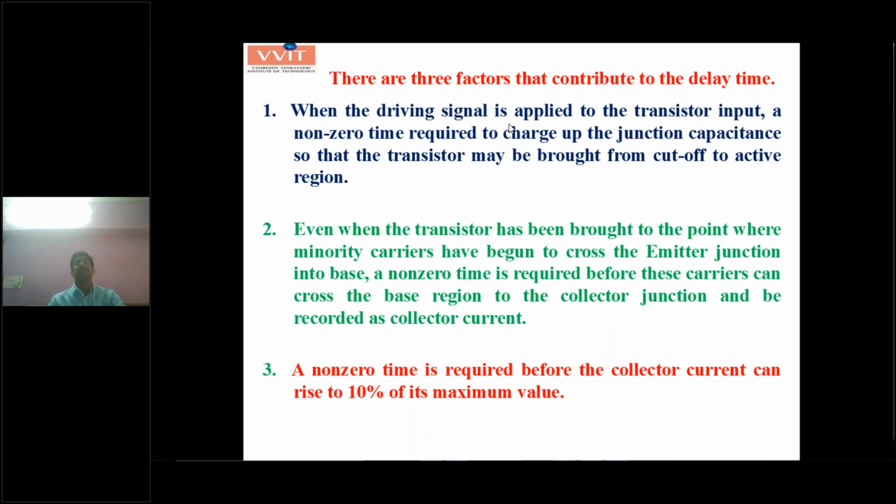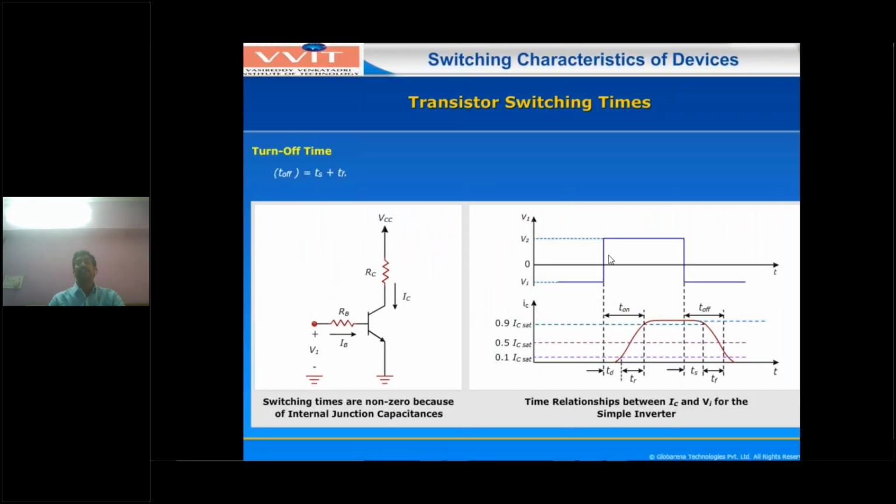These are the three reasons. First, when the driving input signal is applied at the transistor base, a non-zero time is required to charge up the junction capacitance. That means the base-emitter junction capacitance exists, so this capacitor will be charged, and it requires some time. That's why when you apply the input at T equal to 0, the collector current will not appear.